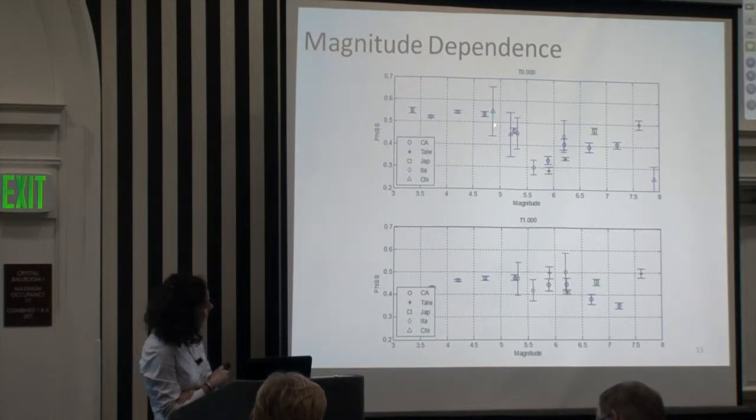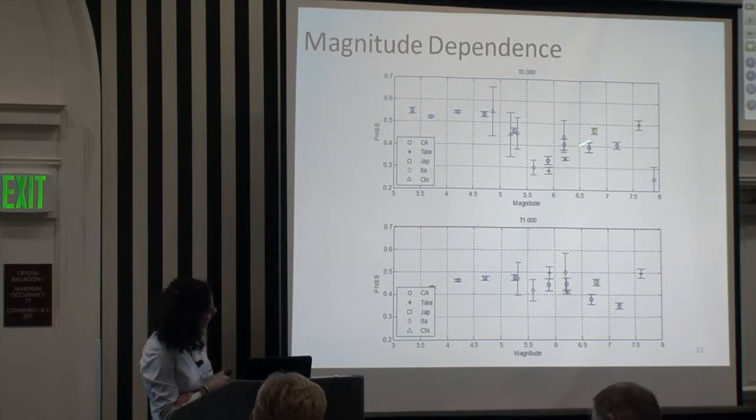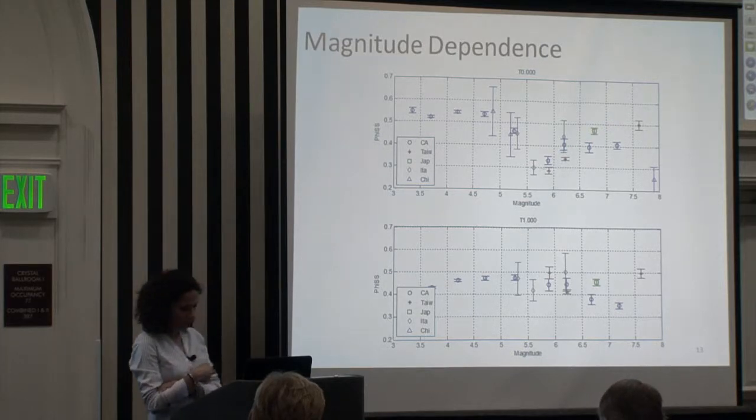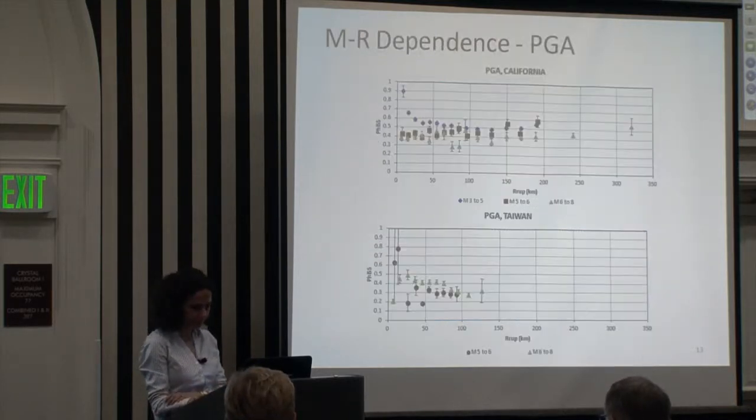China is these triangles, and there isn't a lot of data. And then we have Japan, it only groups in this magnitude range. For a period of 1 second, again, this is California here in blue, and the FESS slightly increases and then decreases again from magnitude 5 onwards.